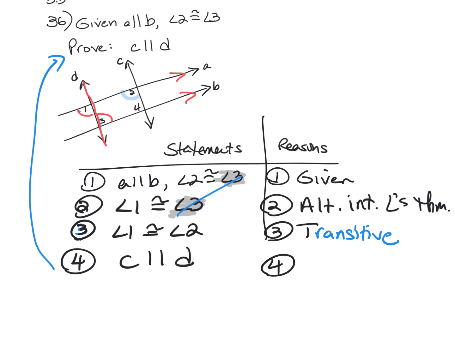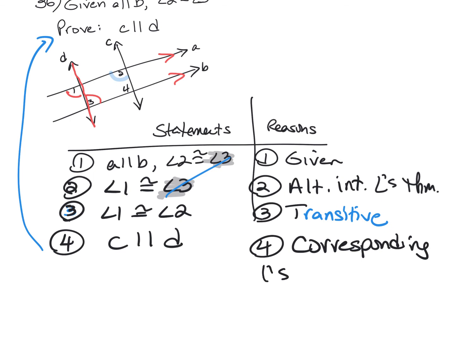And my last reason why I can state that these are parallel, I'm going to identify what type of angles 1 and 2 are, and those are corresponding. So by my corresponding angles converse, I can prove that these 2 lines are parallel. Whenever you're trying to prove 2 lines are parallel, it's always a converse.